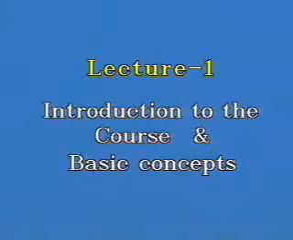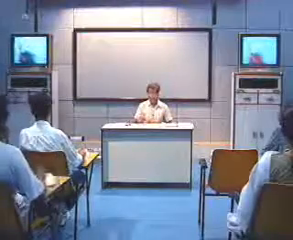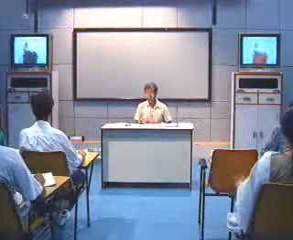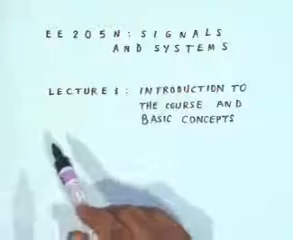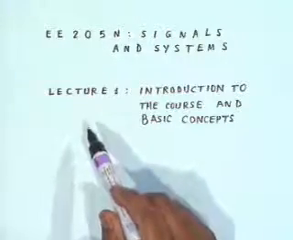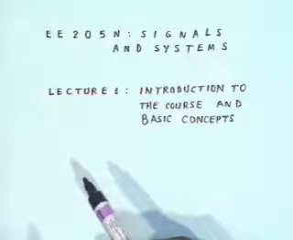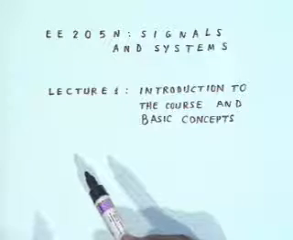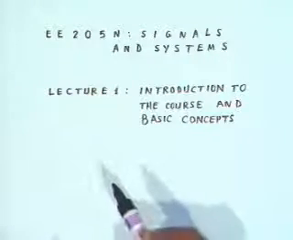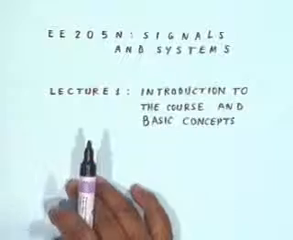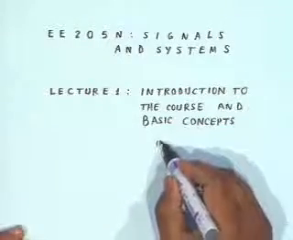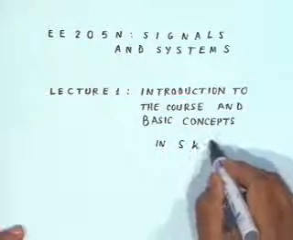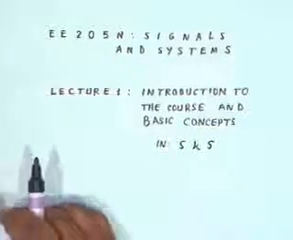This course is EE 205N, Signals and Systems, and this is lecture 1, in which we will try to introduce the course and some of the basic concepts associated with signals and systems, which we shall often abbreviate as S and S.